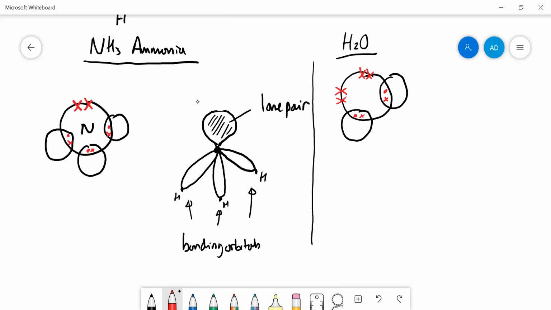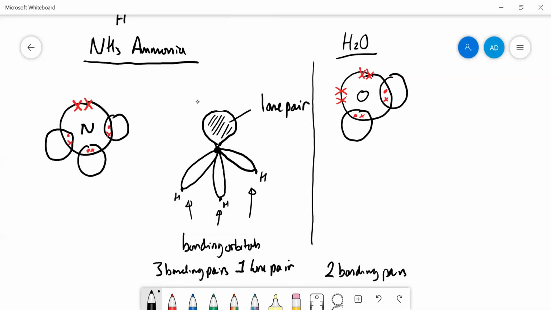Now you can see that the water molecule is going to have, compared to the ammonia one that had 3 bonding pairs and 1 lone pair, 2 bonding pairs and 2 lone pairs.